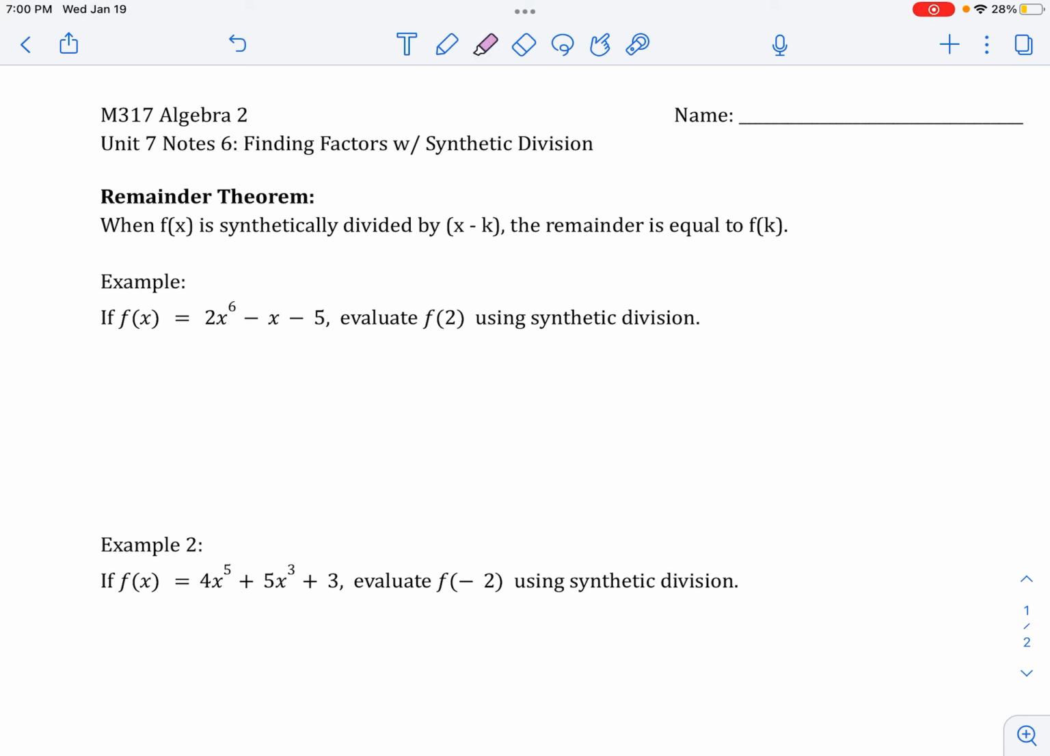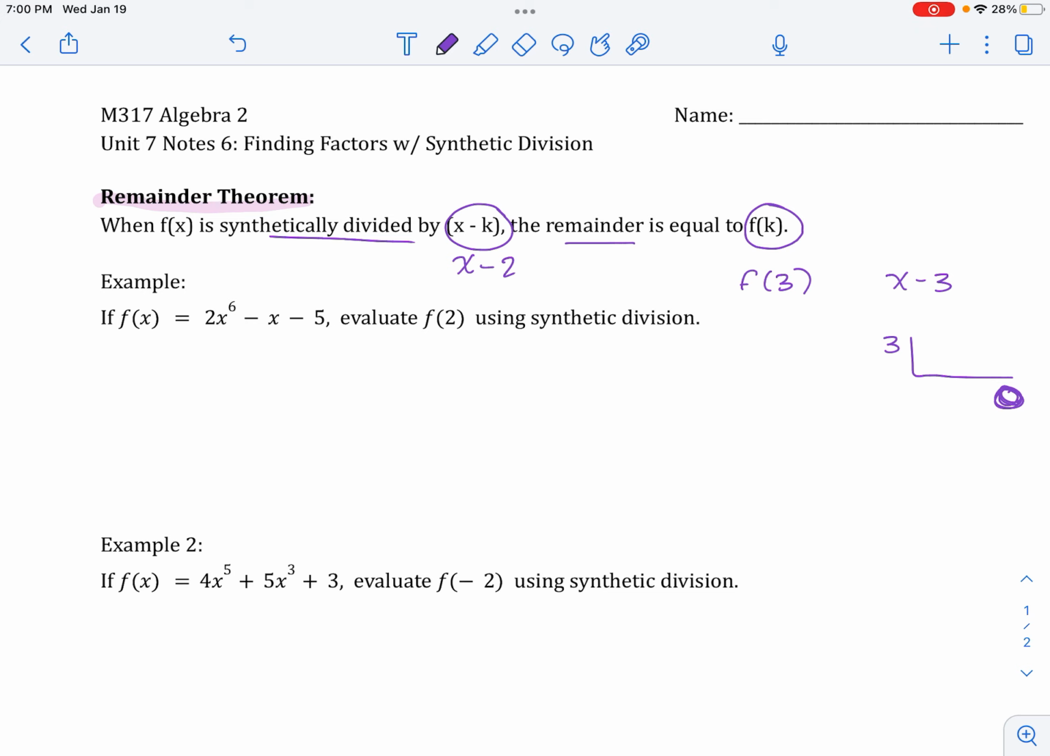So we have a couple theorems we're going to learn today. One is remainder theorem. This states that when f of x is synthetically divided by x minus k, so again, for example, x minus 2, the remainder is equal to f of k. So for example, if I wanted you to find f of 3, that would be the same thing as if I said, okay, synthetically divide by x minus 3. So, for example, I'd take 3 and synthetically divide it out. That remainder, whatever that last number is down there, is my answer.